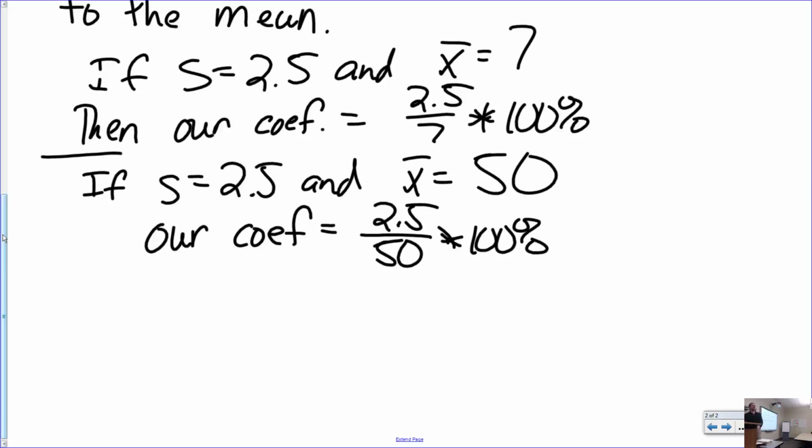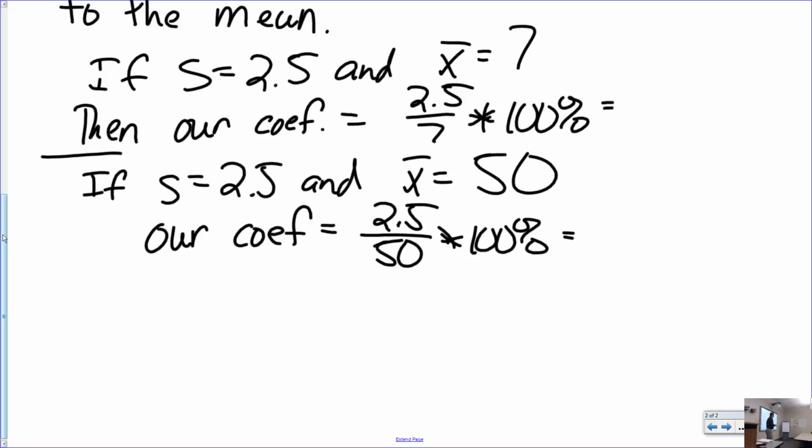So note both of these problems have a standard deviation of 2.5. But if the mean is 7, then our standard deviation actually is bigger than if our mean is 50. Because compared to 7, 2.5 is kind of a big deal. It's almost a half. Whereas 2.5 compared to 50, that's relatively small. And so this standard deviation here is actually considered to be less of a standard deviation compared to the actual mean, okay? So you can crank these numbers out and get a specific percentage if you want, whatever it works out to be.